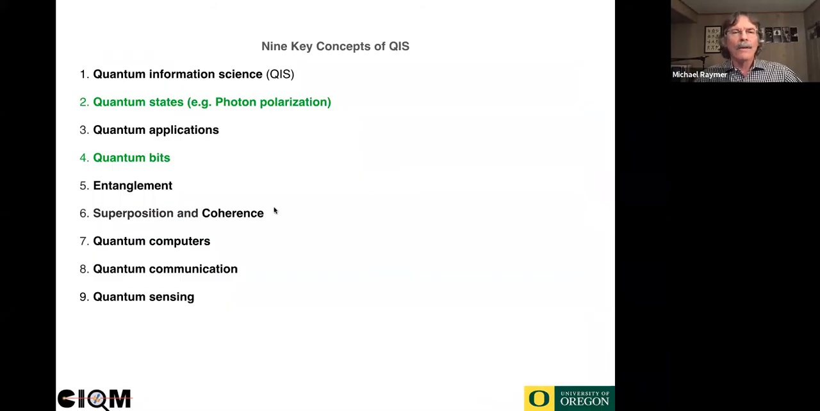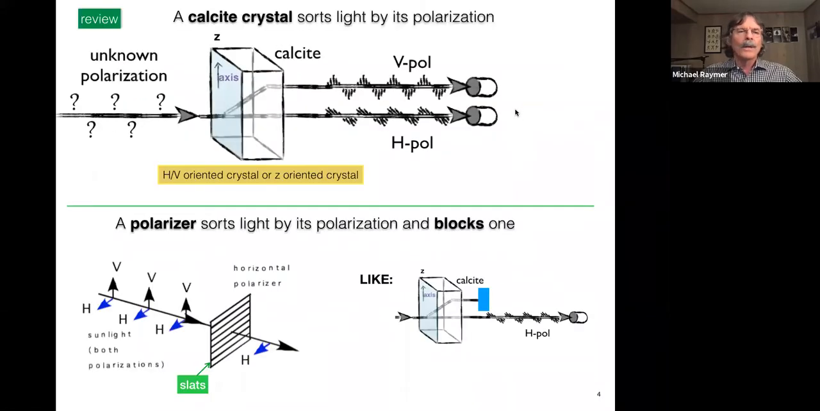So here we are in our outline of our 9 key concepts that define quantum information science. We'll be discussing both of these green topics today. Okay, so I just wanted to start with a review.